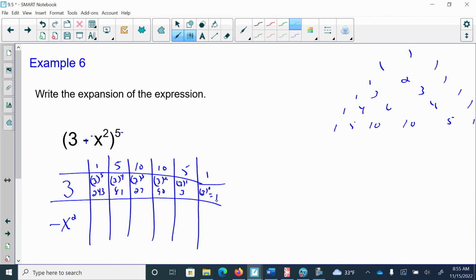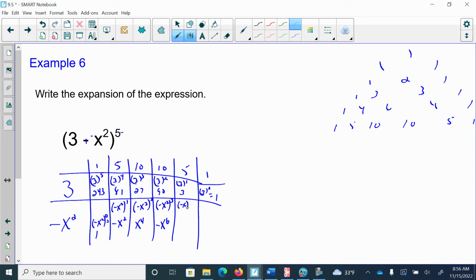Now when I go to do this one, it'll be negative x squared raised to the 0 power, which is 1. Then negative x squared raised to the 1st, which will be negative x squared. Then negative x squared squared, a negative squared is a positive, so this will be a positive x to the 4th. Remember, when you raise a power to a power, you multiply the exponents. Negative x squared to the 3rd, so this will be negative x to the 6th.